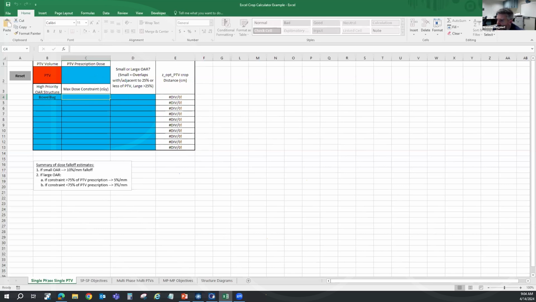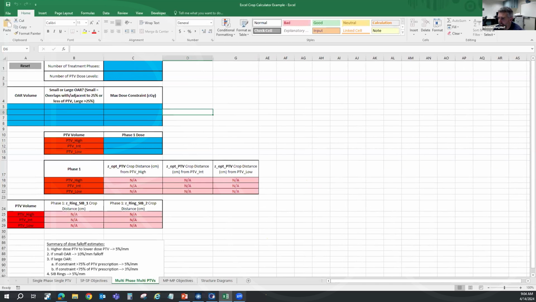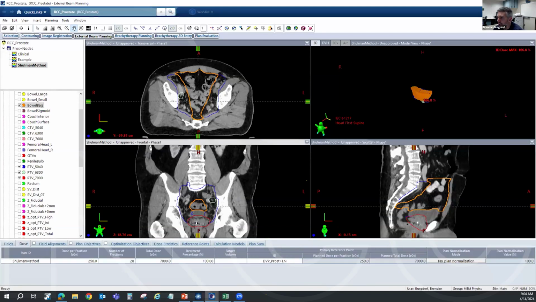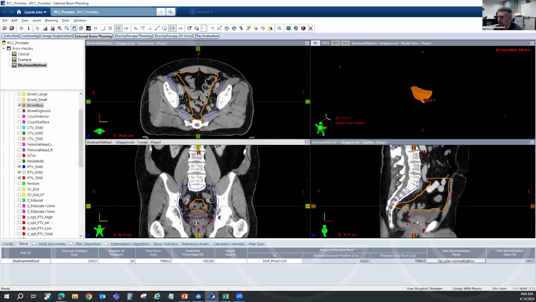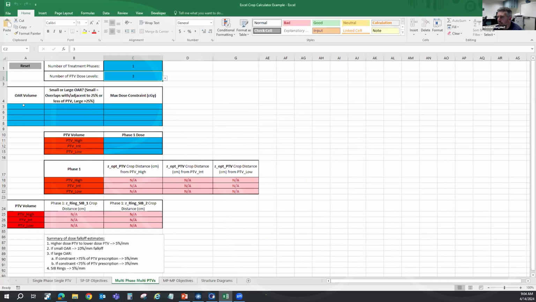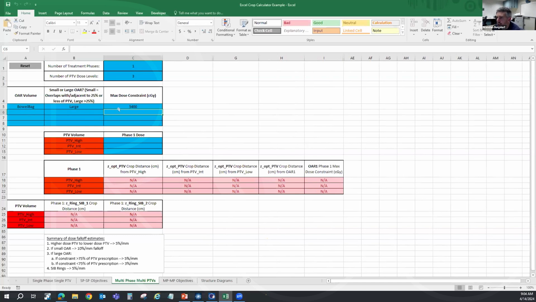So again, that's just for a single phase, single PTV. But say you have a multi-phase or multi-PTV situation. So let me clear this out here. Let's say we'll use this example where we're just treating in a single phase or a single plan. So it's one phase, but it's 3 PTV dose levels, right? Because we are treating PTV 70, 63, and 50.4. And then we have that same OAR volume that we want to spare by the same amount. So we have that bowel bag, that's a large structure that we want to spare by 54 gray.